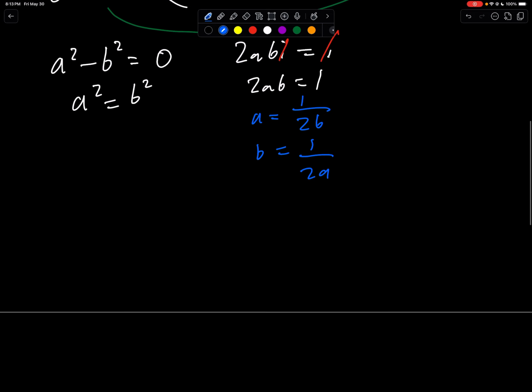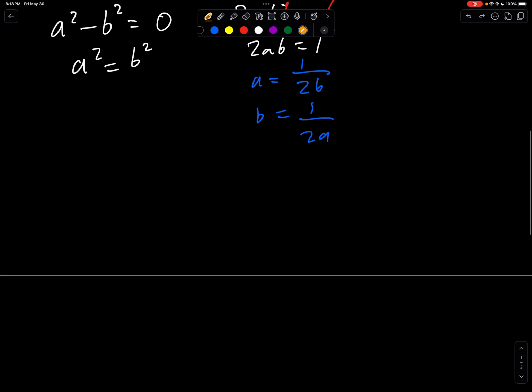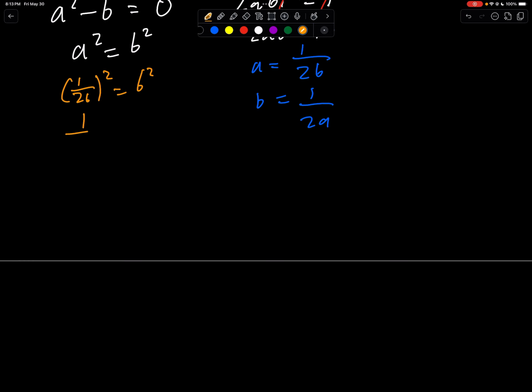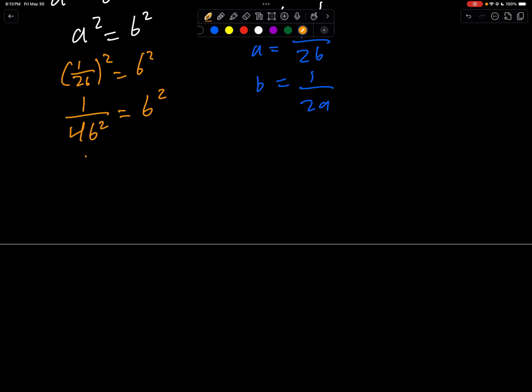And so now what we can do here is substitute these into this equation. So I'm going to substitute for the a here to solve for the b. So we'll have 1 over 2b squared equals b squared. So then we'll have 1 over 4b squared equals b squared. And then we'll have 1 equals 4b to the fourth.